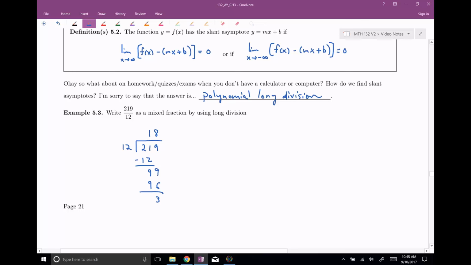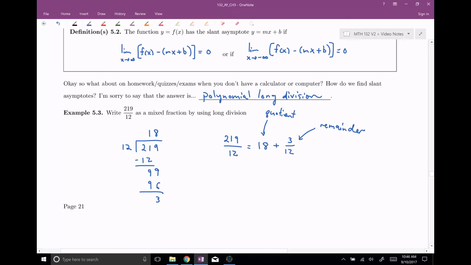So we can express 219 twelfths as the quotient, which is 18, our answer here, plus 3 twelfths. So the quotient plus 3 twelfths, that's the remainder here. Let me just remind us, this is the quotient, and this 3 is the remainder. We can verify that this is true, but the main thing I want to get out of this problem is this technique right here.